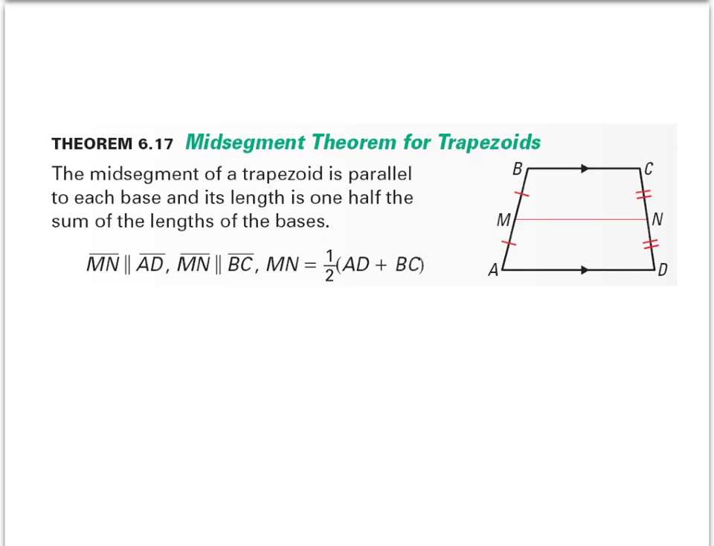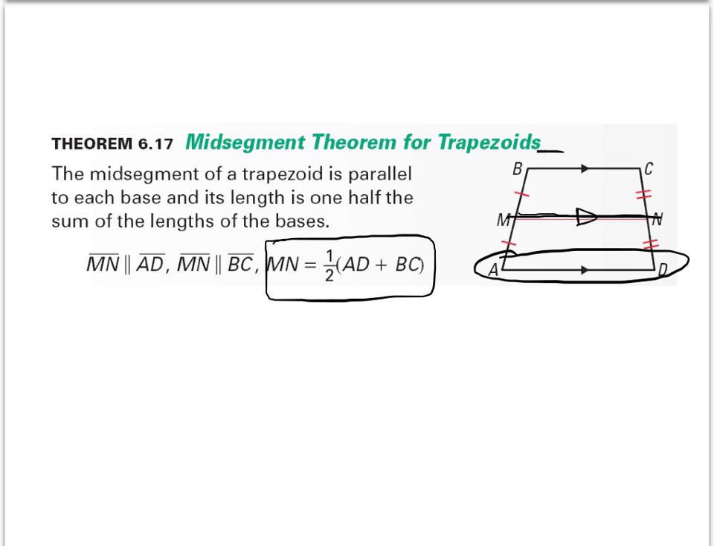Now the mid-segment theorem for a trapezoid is a little different than the mid-segment theorem for triangles. The mid-segment of a trapezoid is parallel to each base. So MN is parallel to BC, and it's also parallel to AD. And now the length is 1/2 times the sum of the bases. So we represent that as the length of MN equals 1/2 of AD plus BC.